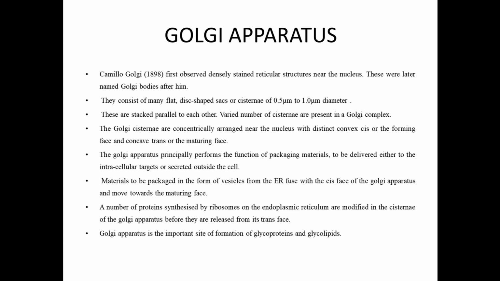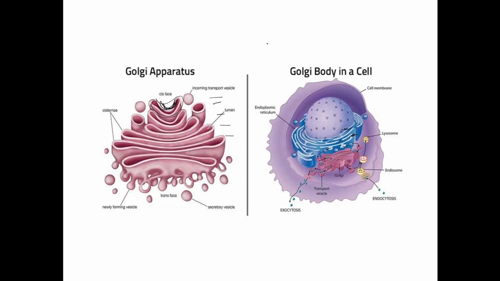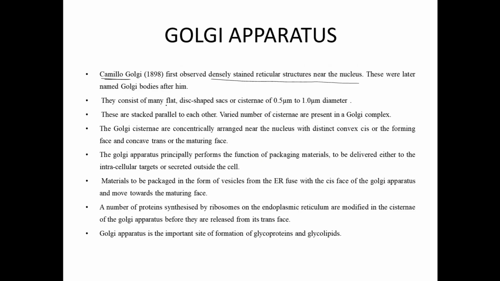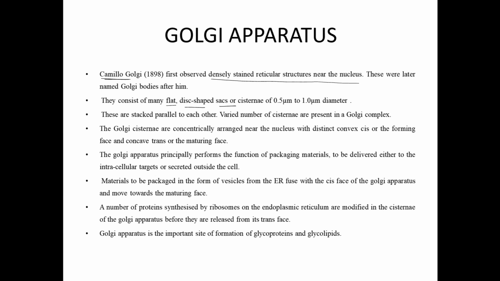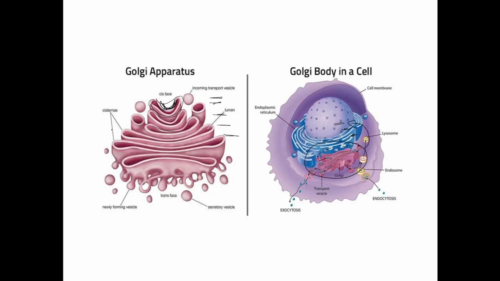The Golgi apparatus is named after a scientist called Camillo Golgi who discovered it, and he observed a densely stained reticular structure near the nucleus. In this diagram we can see our Golgi body, or Golgi apparatus, present close to the nucleus. It consists of flat disc-shaped sacs, which are parallel to each other, and there are two faces in the Golgi apparatus, a distinct convex face, or trans face, and a concave cis face, right?